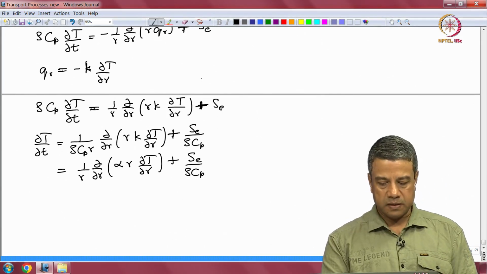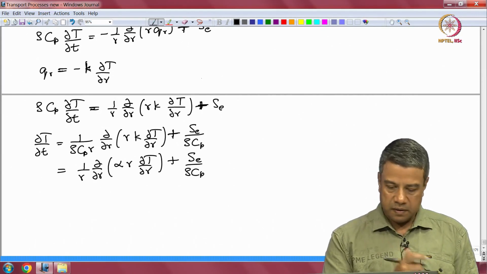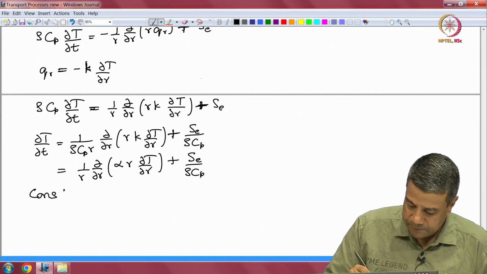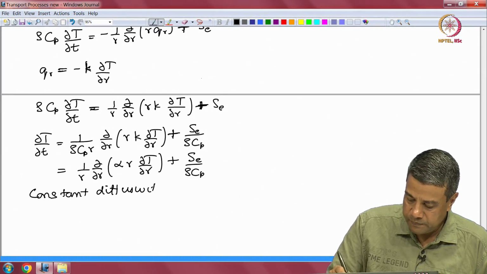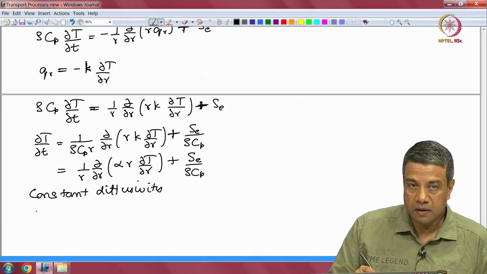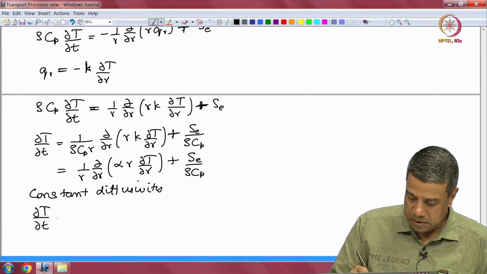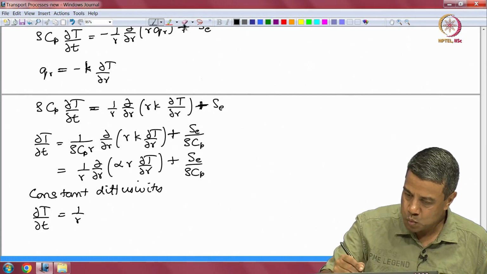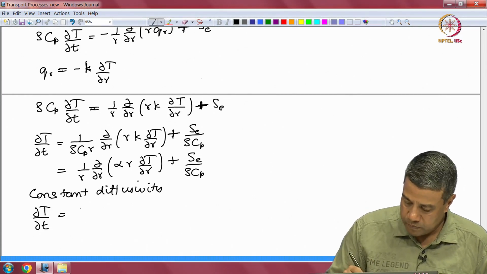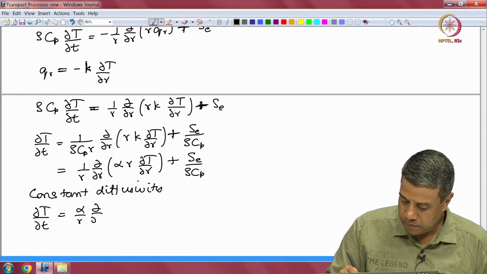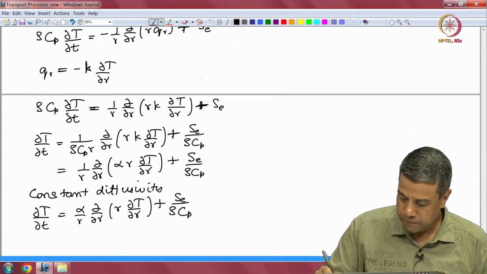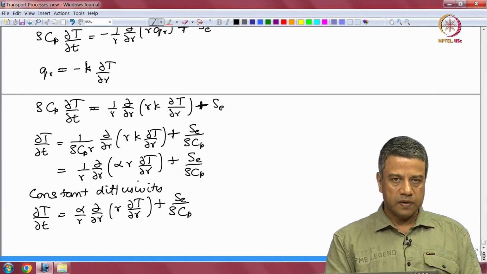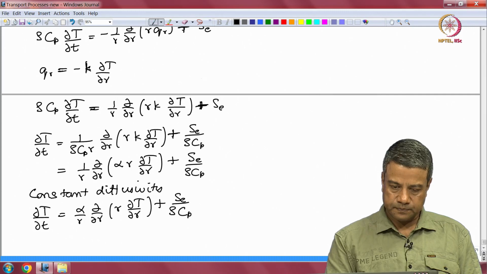So, this is the energy balance equation. Okay. Further, for constant diffusivity, I can take alpha outside. Partial T by partial t is equal to. So, that is the form of the equation for constant diffusivity. Okay.